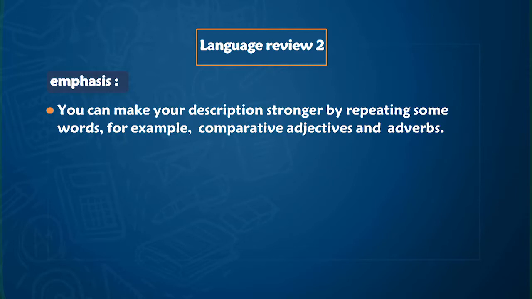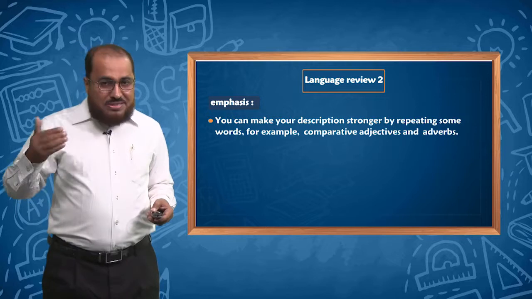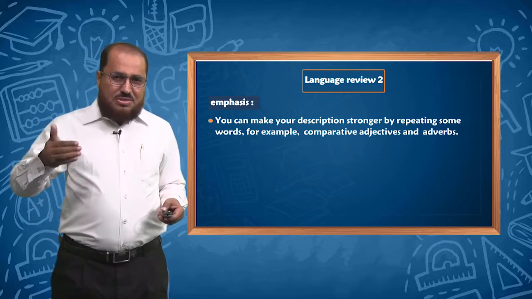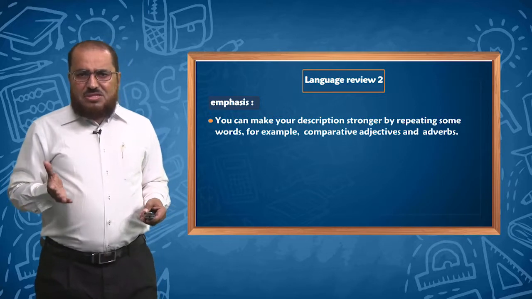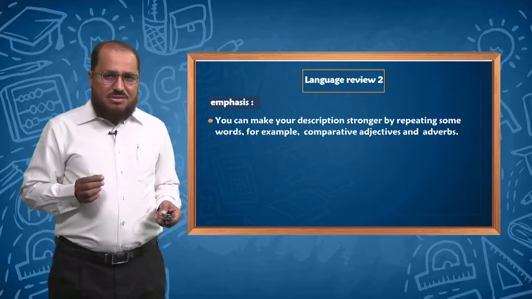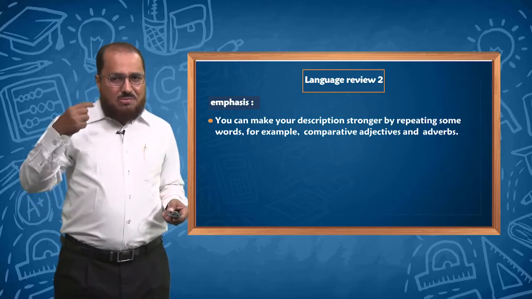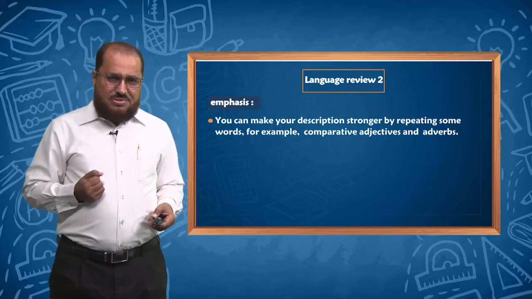You can make your description stronger by repeating. Repeating what? Repeating some words. You can repeat adjectives, in the comparative category, more than once. You can also repeat prepositions, and by repeating, your description is presented strongly. This also matches our Arabic language, what's called التوكيد, التوكيد بالتكرار. This is to make your description strong by repeating. Let's have some examples.